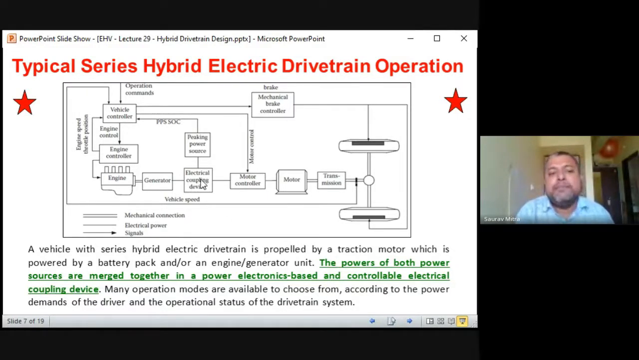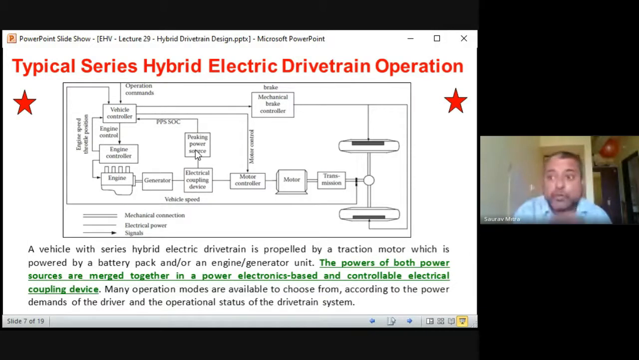So this is the main thing in a series hybrid electric drivetrain, which is called electrical coupling. Many operation modes are available to choose from. We have seen there are 9 operation modes, in the previous module, according to the power demands of the driver and the operational status of the drivetrain system. One more thing is there can be regenerative braking, where the motor acts as a generator, and through the bidirectional coupling, it will charge the peak power source.